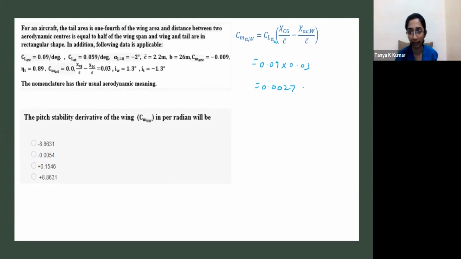To convert to per radian, we multiply with 57.3. How much would this be? Someone just calculate quickly and tell me which is the correct option. This is in per degree. Yes, 0.1546.